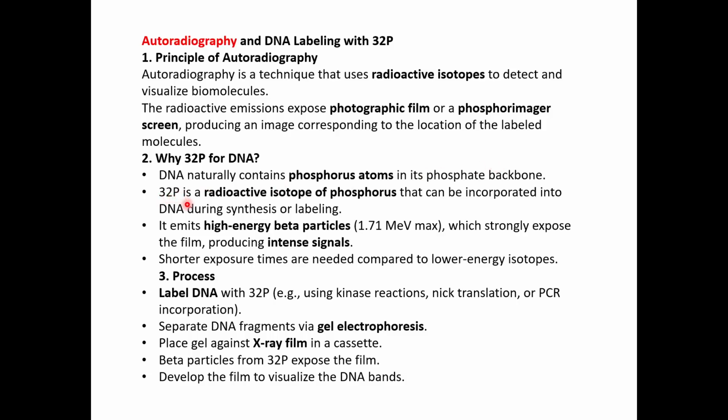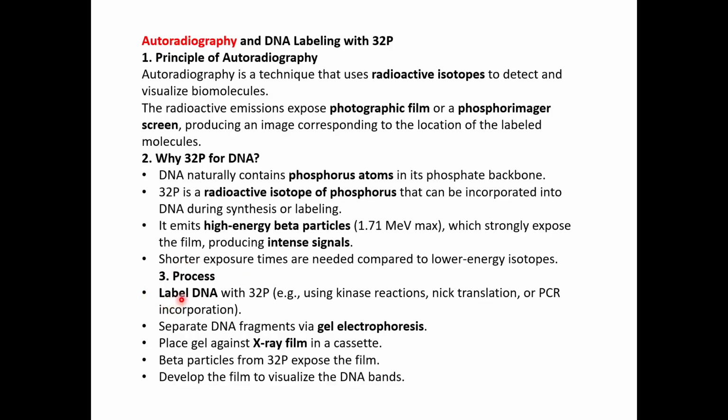So you can easily incorporate P32 in place of the normal non-radioactive phosphorus. P32 is a radioactive isotope of phosphorus that can be incorporated into the DNA during synthesis or by labeling. Then it emits high energy beta particles, which strongly expose the film, and it produces an intense signal which can be detected to locate the specific location of your molecule. Then shorter exposure times are needed compared to lower energy isotopes. So this is one of the advantages of using P32.